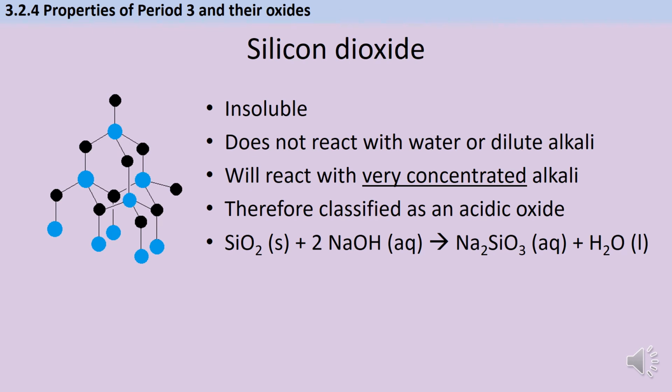However, chemists love to classify things, and so we want to be able to call it either an acidic oxide or a basic oxide. Now, silicon dioxide won't react at all with water or dilute alkali, but it will react with very concentrated alkali, and therefore we do classify it as an acidic oxide. When 1 mole of silicon dioxide reacts with 2 moles of sodium hydroxide, it makes 1 mole of sodium silicate and 1 mole of water.